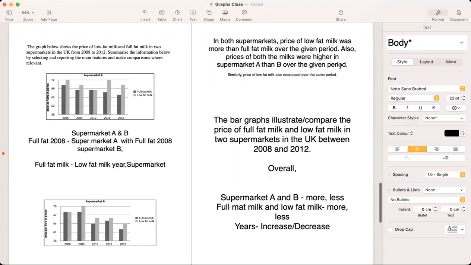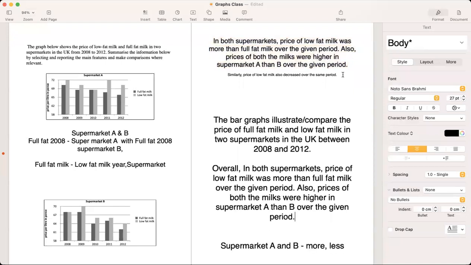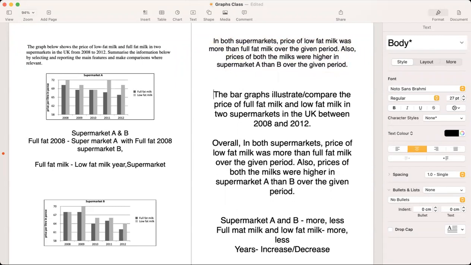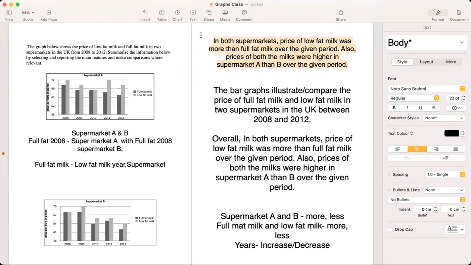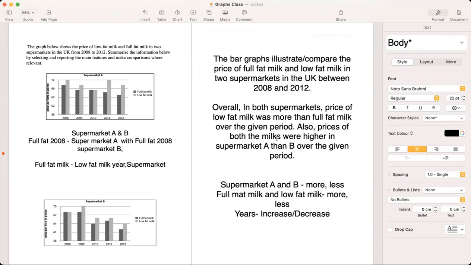Okay, so overall I've written here, I'm going to copy paste, and we're done with the overall. Okay, so are you clear how to do the comparison now? Yes. Okay.